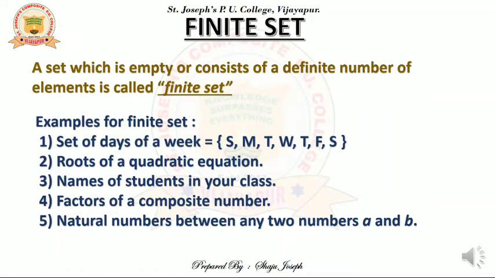So the types of sets we have already studied are null set and singleton set. They also are examples for finite set. So here it is. The next example is null set itself, which is a finite set.